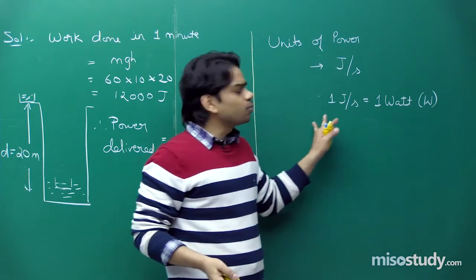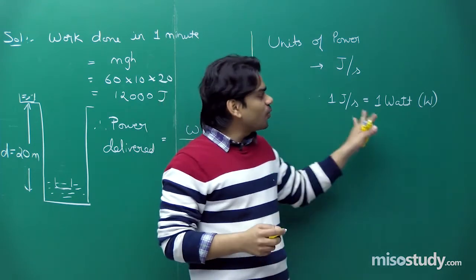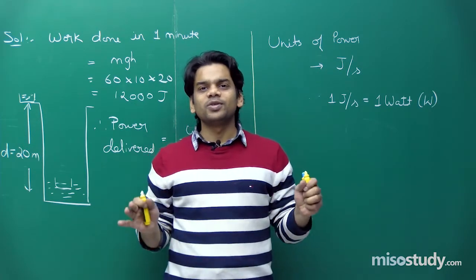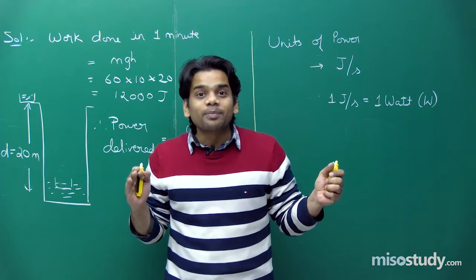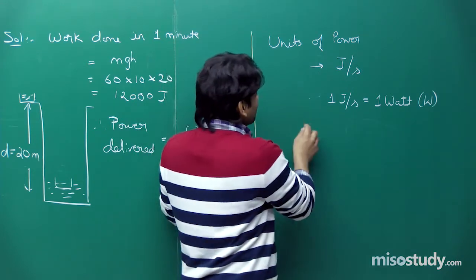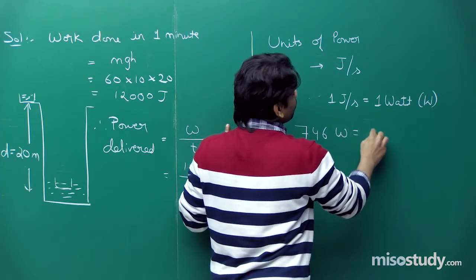Now this is actually a very small unit: 1 joule per second, that is 1 watt. It's a very small unit of power, so we use some larger units. In general, whenever you see big vehicles, their power is given in horsepower. Now what is that horsepower? 746 watt is equal to 1 horsepower.